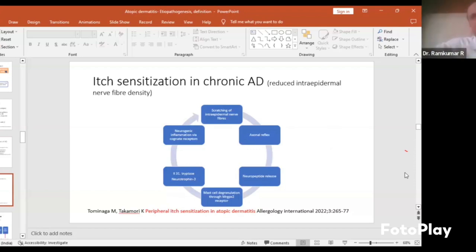Mast cell releases the enzymes. Enzymes will once again act on the nerve ending. Nerve endings once again release neuropeptides. They go and act on the epidermis, producing neuropeptides from the epidermis. So it's a vicious cycle of itch sensitization and scratching and damage. So in chronic AD, intraepidermal nerve density is reduced.